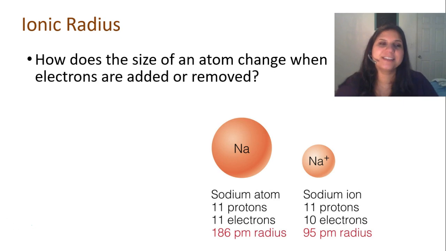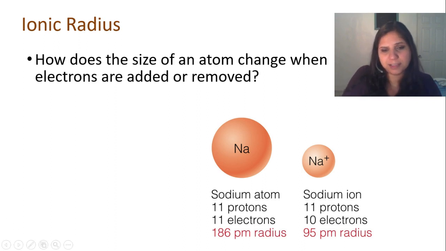Our next trend is ionic radius. Before we can discuss the trend, we need to know what ionic radius is. That's just the size of the ion that's formed after it has either lost an electron or gained an electron. Here we have sodium turning into sodium 1+. It goes from having 11 protons and 11 electrons to now 11 protons and 10 electrons.